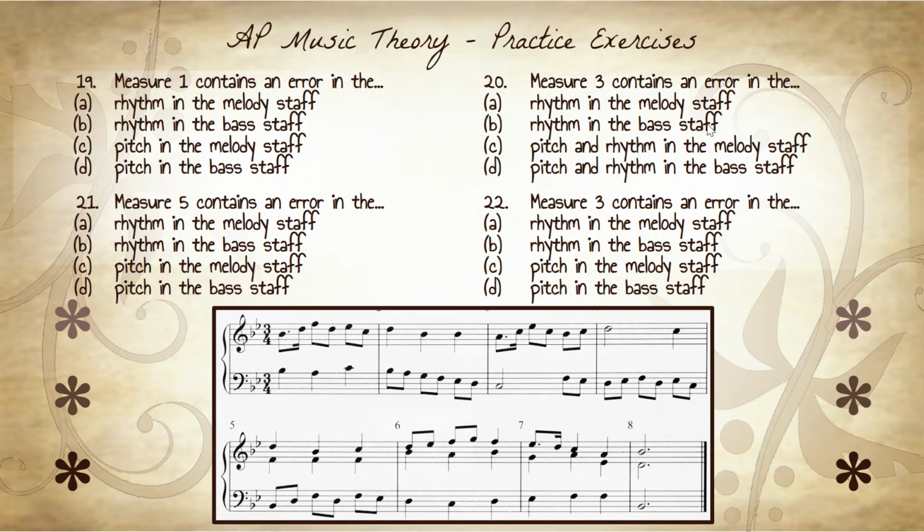Question 20. Measure 3 contains an error in the A. Rhythm in the melody staff, B. Rhythm in the bass staff, C. Rhythm and pitch in the melody staff, or D. Pitch and rhythm in the bass staff.